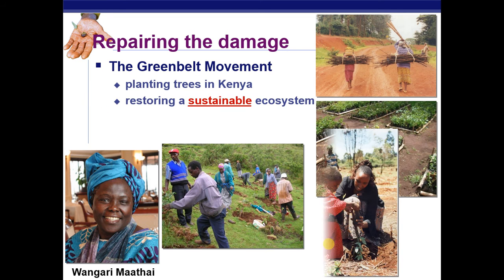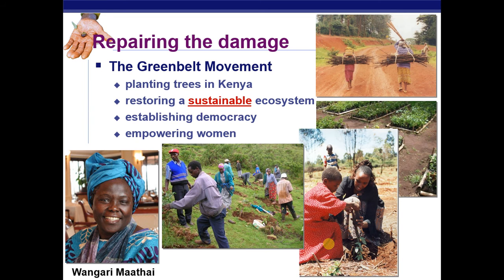The Green Belt Movement, especially popular in Kenya, has a main goal of restoring a sustainable ecosystem to a lot of places that have suffered desertification, and it is super important in establishing democracy and empowering women within the communities that help perpetuate the movement, which are extremely important social causes, while at the same time giving back to an ecosystem or repairing an ecosystem that's vitally important for the region.